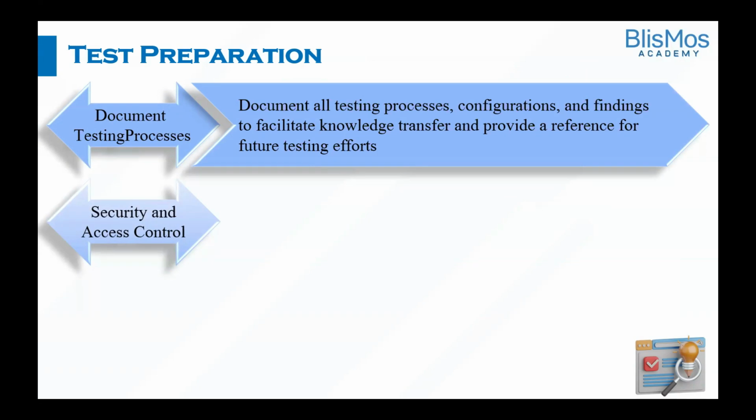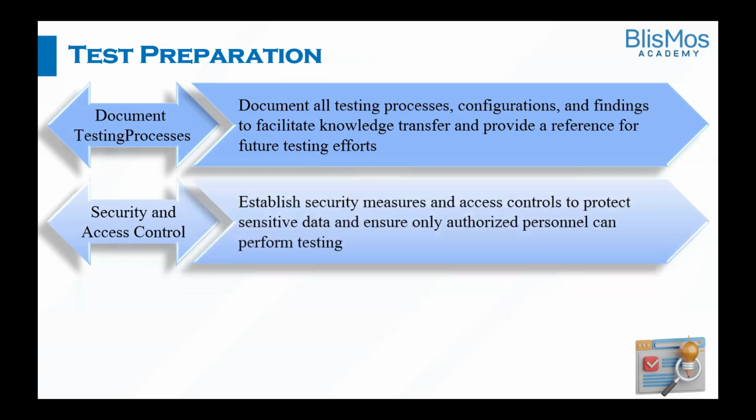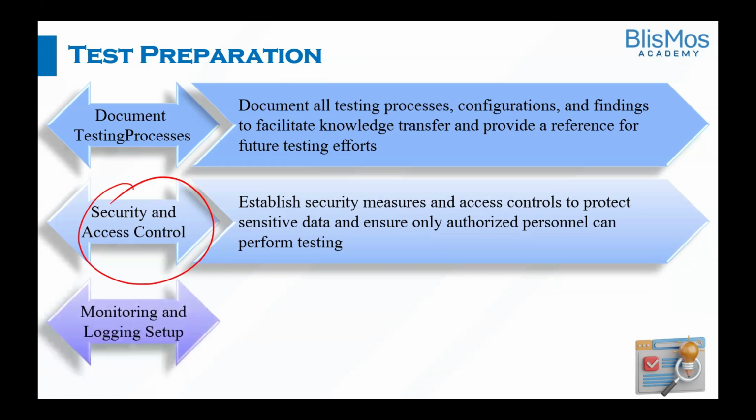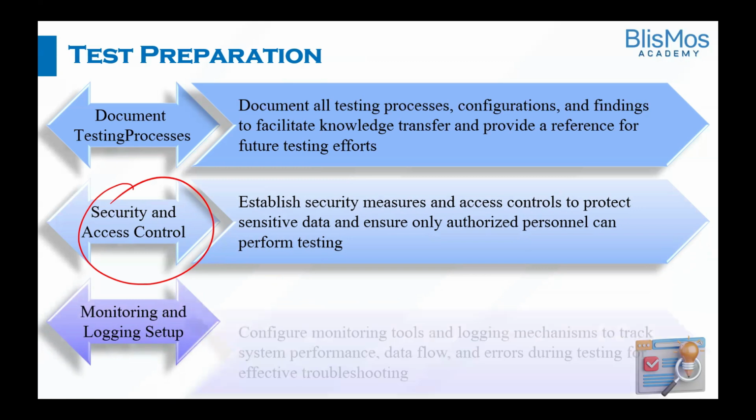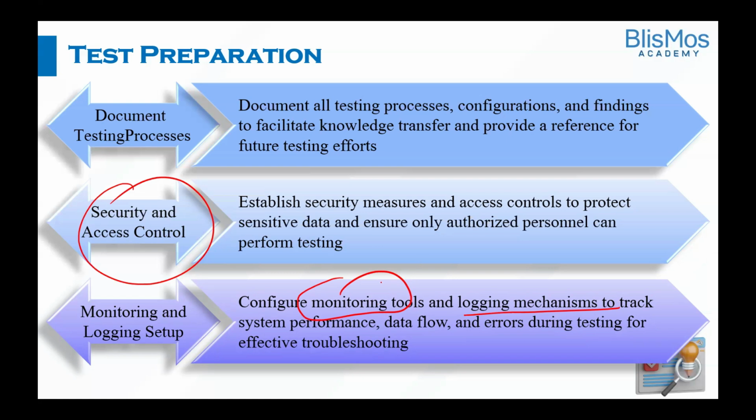During the whole testing, we would have multiple team members, and multiple team members would require control at various levels. So we would also specify what kind of access is needed for different team members in a testing environment, and emphasize how we monitor and how we log. We'll also configure the monitoring tools and logging mechanism to track the performance of the system and how the data is flowing from one system to another. And if we find any errors, how do we tackle them?